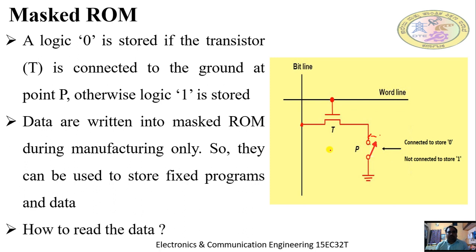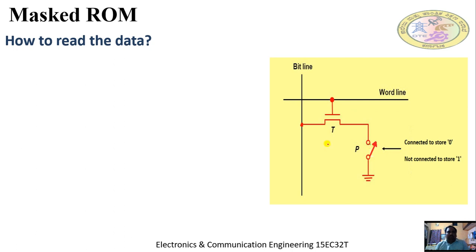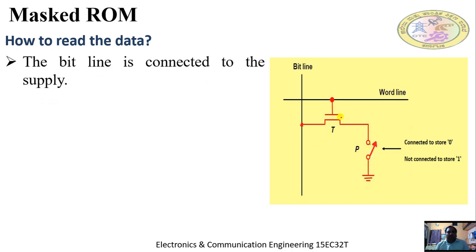How to read the data? As we can store 1 and 0 here, we shall see how to read the data here. Usually the bit line is connected to the supply. Bit line and supply connect maadtaare. At the end of the bit line we will be having a circuit called the sense circuit. This sense circuit is going to read whether the content stored in a single masked ROM cell is 1 or 0.